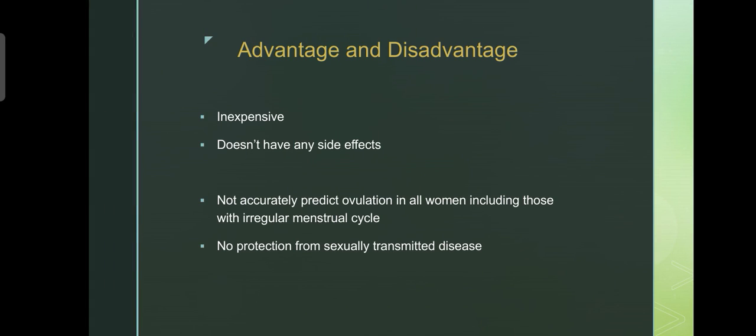As for the advantages and disadvantages, basal body temperature is inexpensive and doesn't have any side effects. The disadvantage is that it does not accurately predict ovulation in all women, including those with irregular menstrual cycles, and it gives no protection from sexually transmitted diseases.